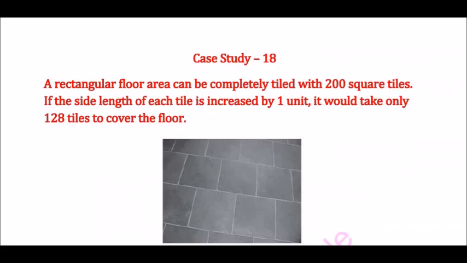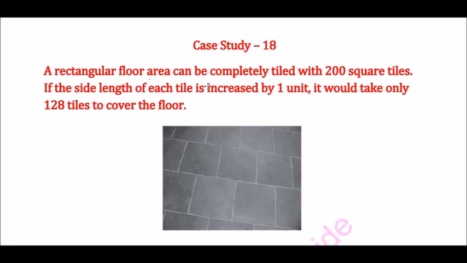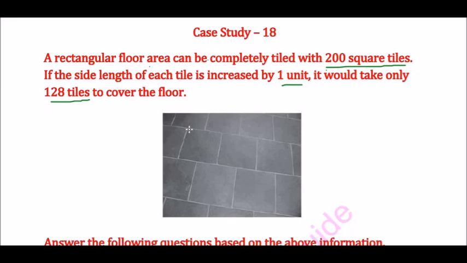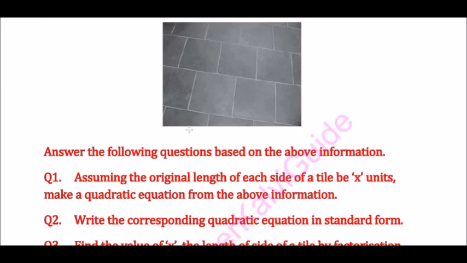Dear students, the question is: a rectangular floor area can be completely tiled with 200 square tiles. If the side length of each tile is increased by 1 unit, it would take only 128 tiles to cover the floor. Answer the following questions based on the above information.